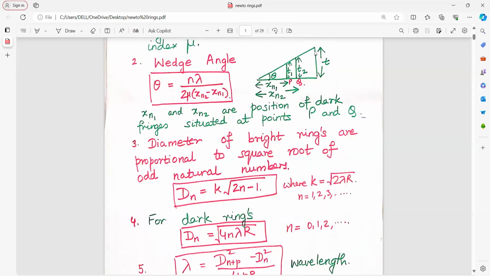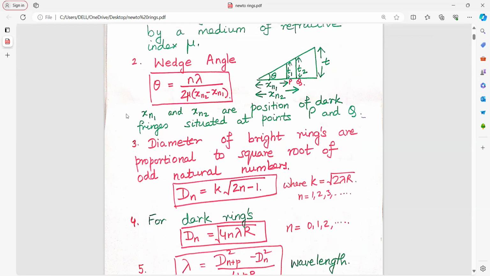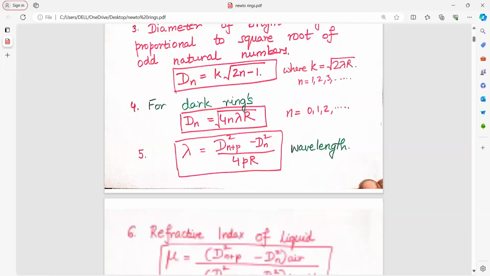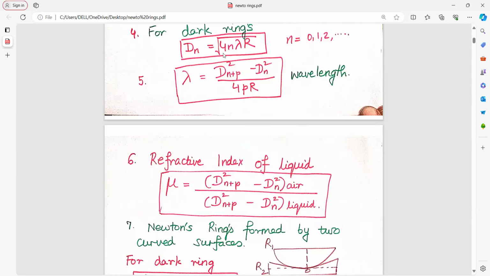Wedge angle theta is given by n lambda upon 2 mu into (xn2 minus xn1), where xn1 and xn2 are the positions of dark fringes which are situated at points P and Q. N is the order of the fringe, lambda is the wavelength. Diameter of bright rings is proportional to square root of odd natural numbers. This is asked in theory also and in numericals also. For dark rings, diameter is given by under root 4n lambda R, where n is 0, 1, 2, 3, etc.